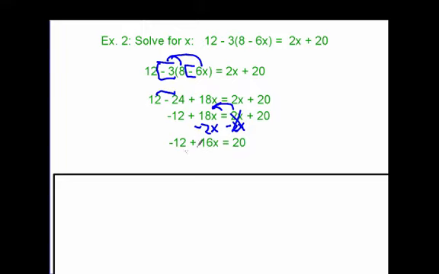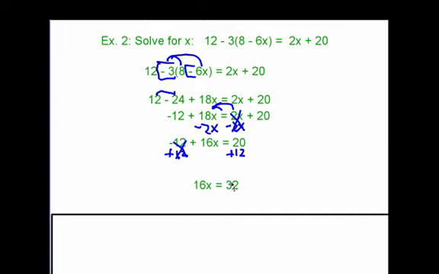All right, so now we've got a two-step equation to work with. I want to start by adding 12 to both sides to get rid of the 12 on the left. These cancel. 20 plus 12 is 32, so I get 16x equals 32. So our last step now is just to divide both sides by 16 to get rid of the 16 over here, and I get x equals 32 divided by 16, which is 2.